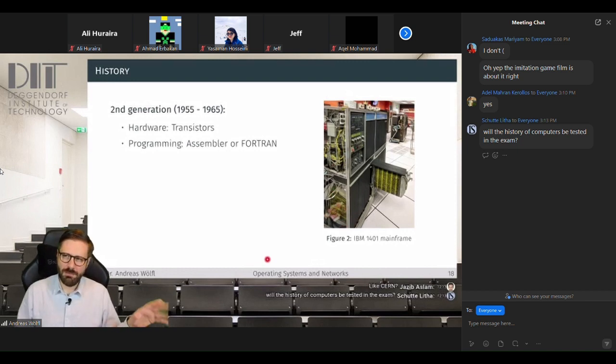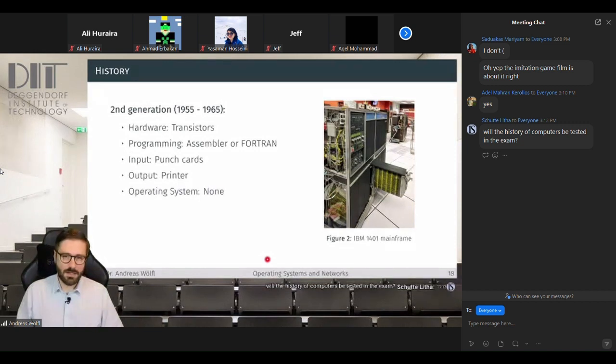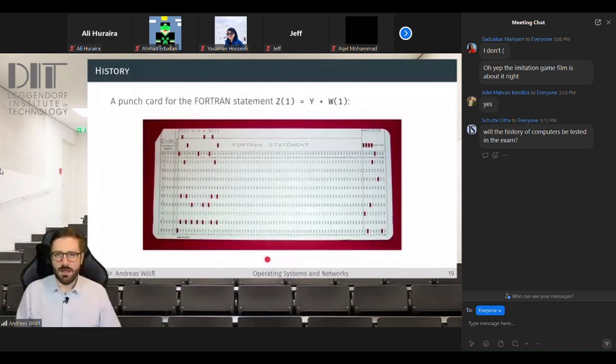And you have people coming into the room and programming these machines. Programming these machines was done via punch cards. Output was a printer. And you do not have an operating system. So if you want to have your program running there, you would need to create these kinds of punch cards. So this is a Fortran statement, one line of code, and you see the code here at the top.